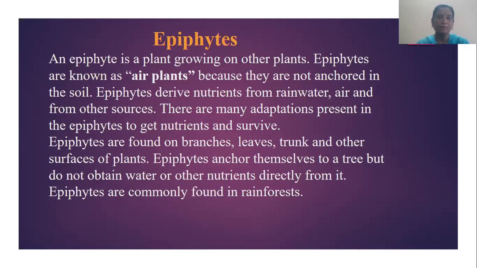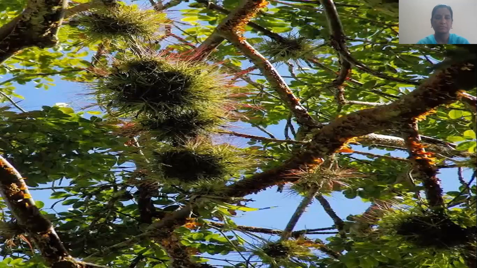Epiphytes are found on branches, leaves, trunk, and other surfaces of plants. Epiphytes anchor themselves to a tree but do not obtain water or other nutrients directly from it. Epiphytes are commonly found in rainforests. This is the epiphytic plant image.